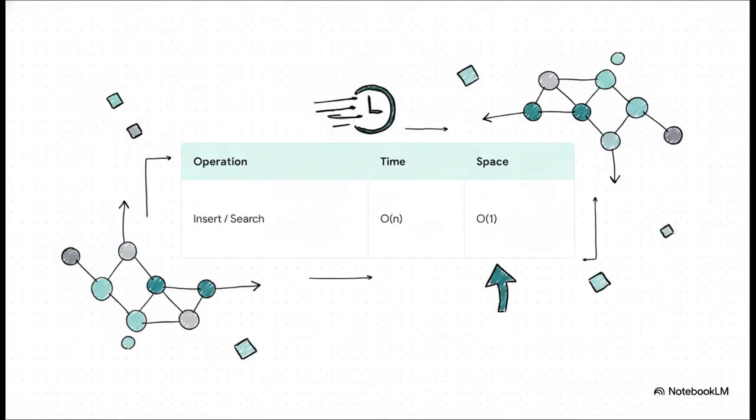And honestly, this is exactly why we love this structure. For basic insertions and searches, our time complexity is just O of n, where n is simply the length of the word we're dealing with. It's incredibly fast, and our space complexity here is essentially O of 1 auxiliary space per operation. So our level 1 foundation, it's rock solid and highly optimized.